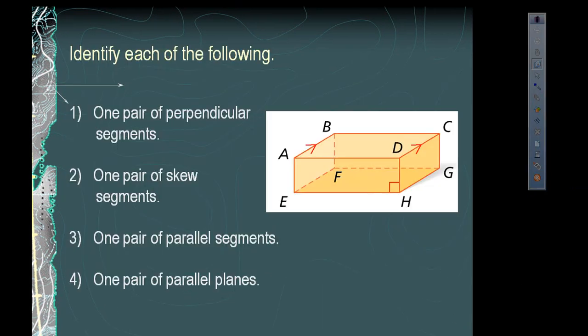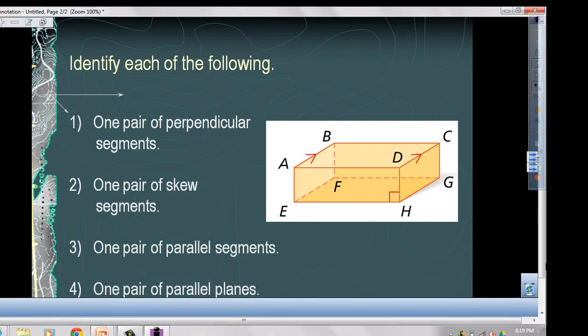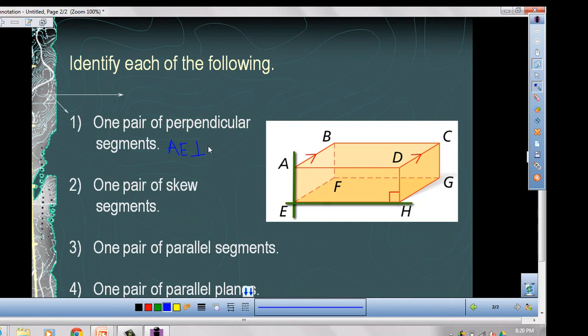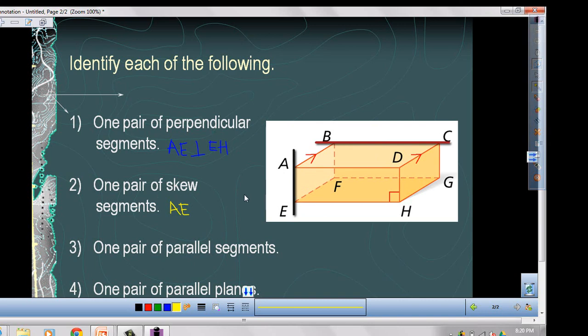Okay, let's see if we can identify some of the vocabulary words we just covered. For number one, we want one pair of perpendicular segments. So we could choose line AE perpendicular to line EH. And there are many different examples that you can choose from this figure. Number two, one pair of skew segments. Remember, skew segments are not coplanar, so I'm going to choose line AE and then line BC.